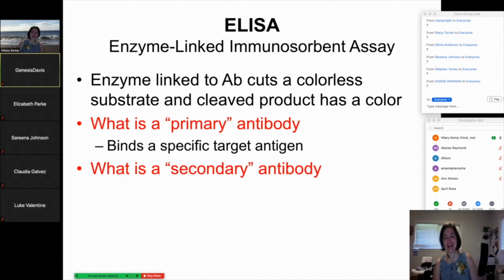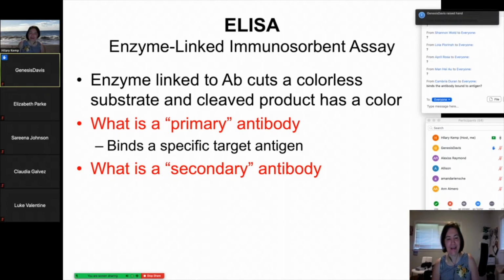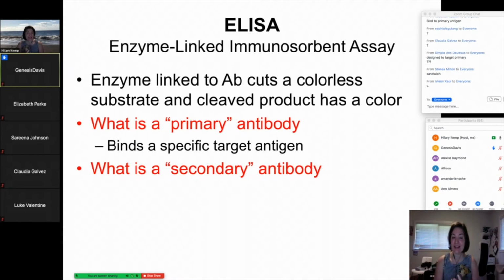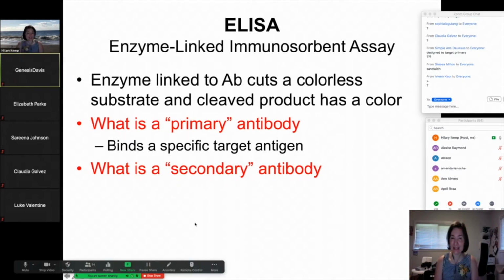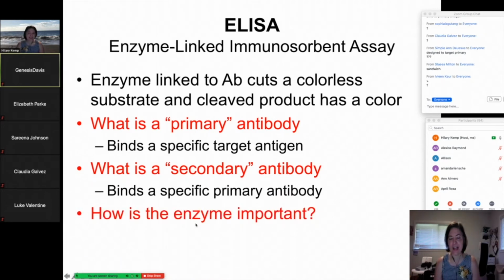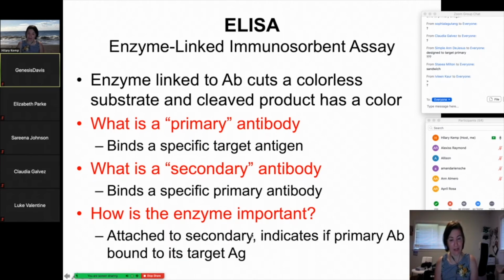What is a secondary antibody? Even if you just want to wildly speculate. Genesis, go ahead. Yes, that's right. So the primary binds the antigen, the secondary binds the primary, and it's the secondary that's linked to the enzyme. So the enzyme is important because it's linked to the secondary antibody. Only if the antigen is present, which means the primary bound it and then the secondary bound it, do you get the enzyme, and the enzyme is there so that when you add the substrate, it cuts the substrate and creates a color. But if there's no antigen, then that doesn't happen. We don't see a color change.